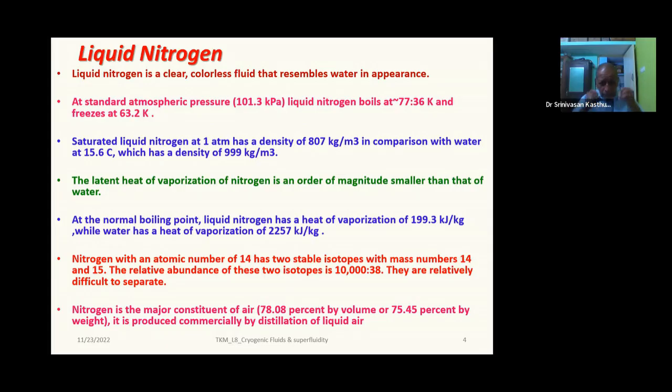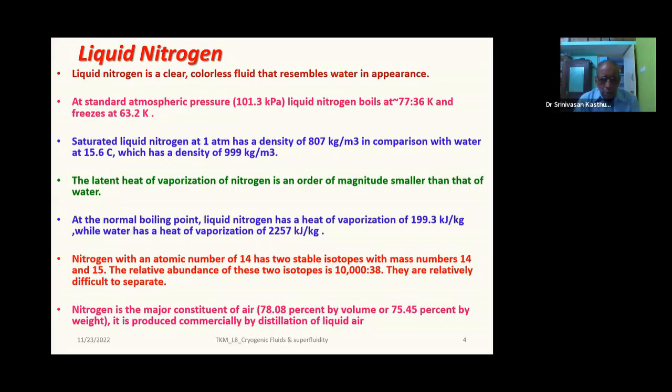Liquid nitrogen is a clear, colorless liquid that resembles water in appearance. At standard atmospheric pressure, about 101.3 kilopascal, the boiling point of liquid nitrogen is 77.36 Kelvin. And if you pump on the liquid, its temperature gradually goes down and it freezes at 63.2 Kelvin.